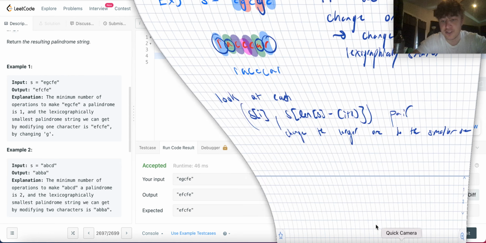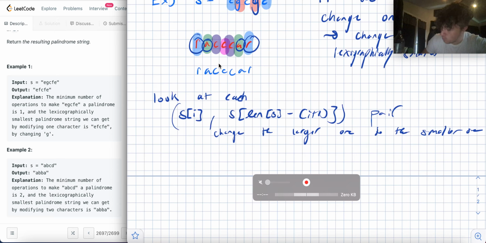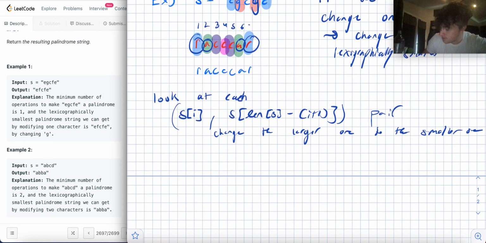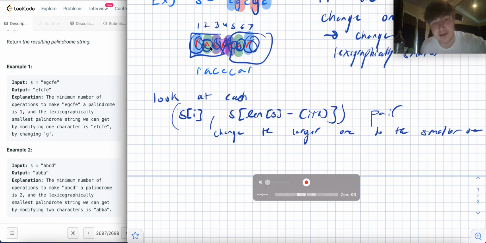So how many pairs are there? Well, this is length 1, 2, 3, 4, 5, 6, 7, right? So there's 7 characters to look at, and there's 1, 2, 3, 4 pairs. We don't really need to look at this center pair, right? We just need to look at these 3 pairs, because there's a pair for the R's, a pair for the A's, and a pair for the C's. We don't need to look at this E because it's just the E by itself.